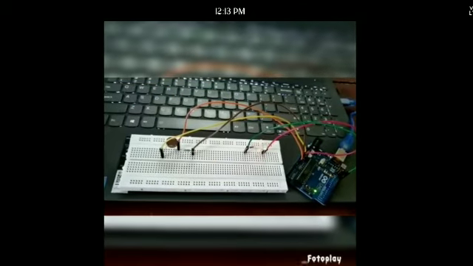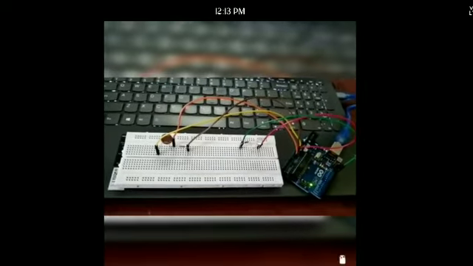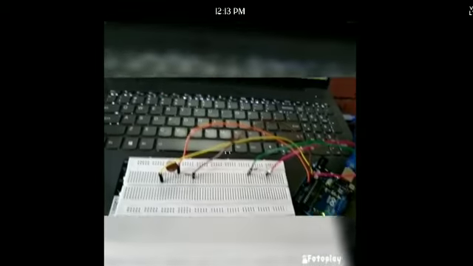Let me explain the working and coding of this project. Constant integer analog pin is equal to A0. Actually, this is a pin which is attached from Arduino to sensor. Constant integer LED pin is equal to 13.